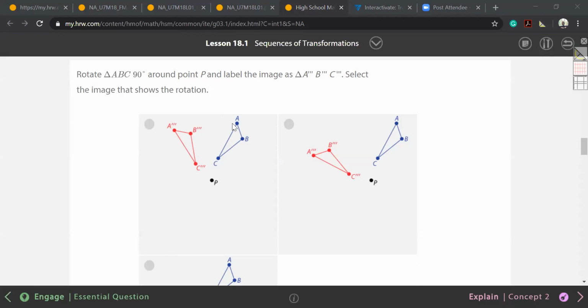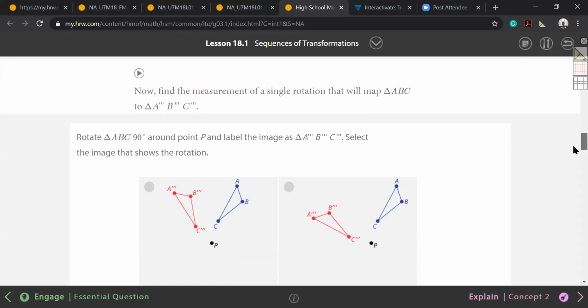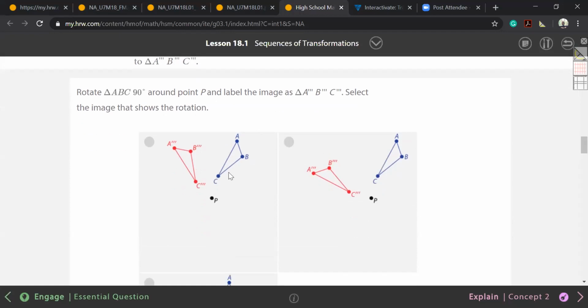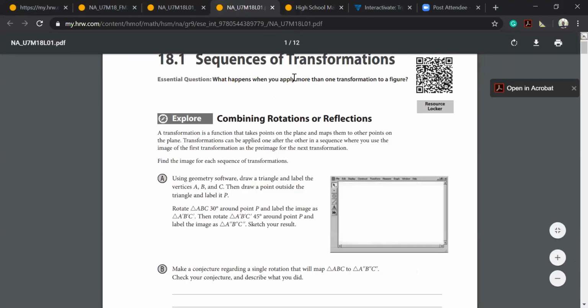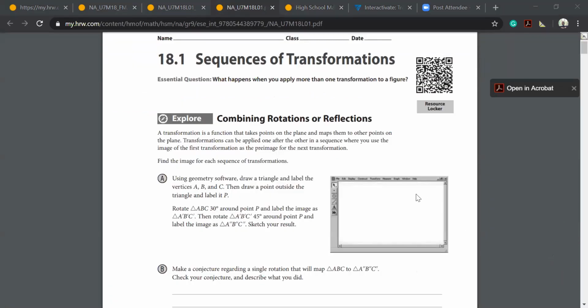He is telling you that I'm going to draw a triangle ABC. Since we don't have it, just draw triangle ABC and then put a point P anywhere. But this is what we are going to do. We are going to be drawing a triangle in here, A, B, C, and put a point anywhere you want. And then the question is, rotate triangle ABC 30 degrees around point P and label the image as triangle A prime, B prime, C prime. Our image, let's rotate it 30 degrees.